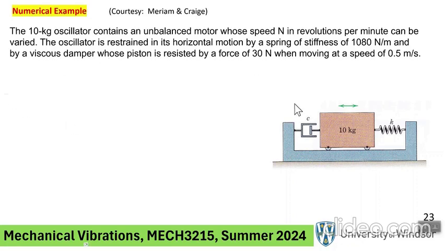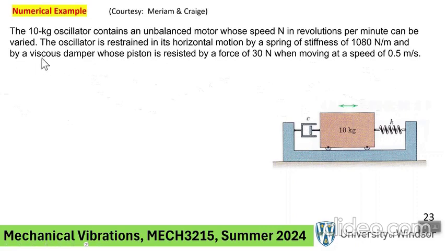So inside of this, think about it. There's a motor which has an unbalance and makes it vibrate back and forth as a harmonic oscillator. Now, the spring stiffness is given to you, 1080 Newton per meter. The C is not given to you directly, but a statement is made that allows you to calculate that.